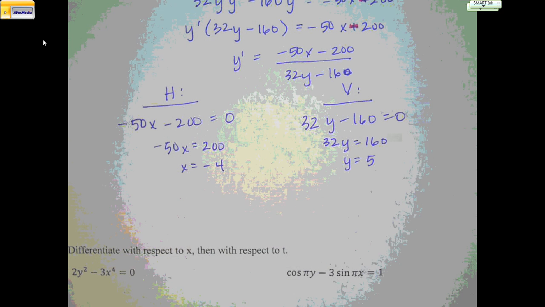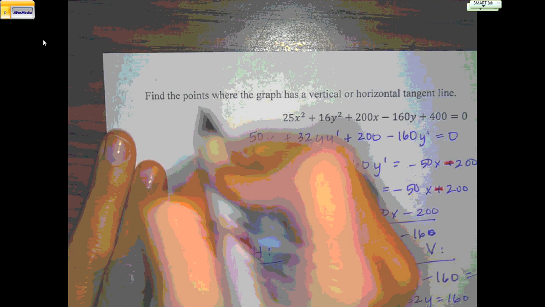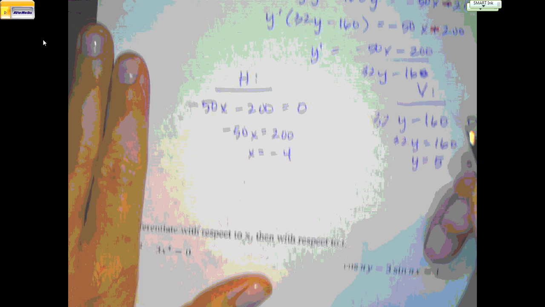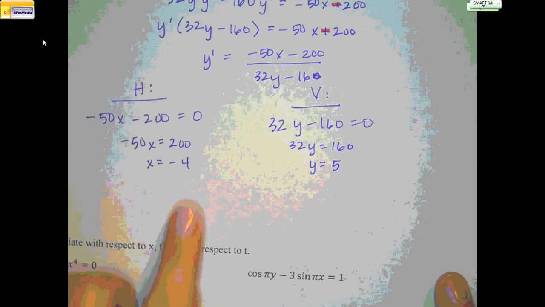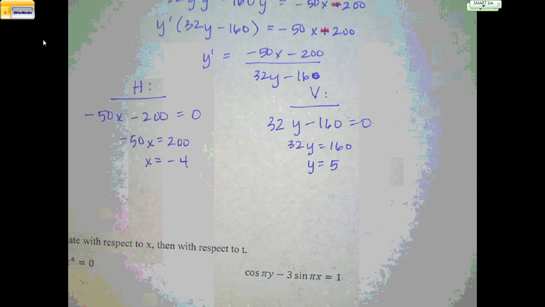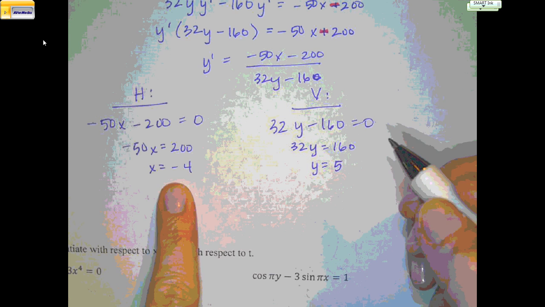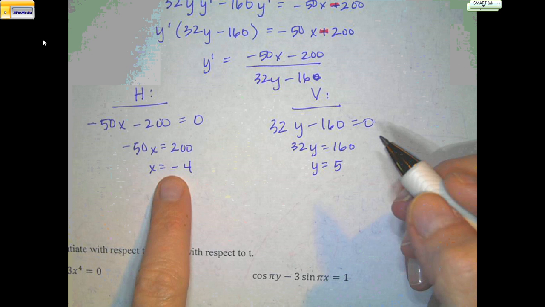Okay, we done? No. No! We know we had 4 answers. And it says find the points. They want x's and y's. So is it negative 4 comma 5? No! X is negative 4. How do we get the y values that go with him?